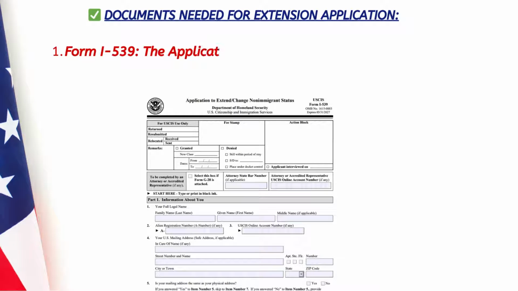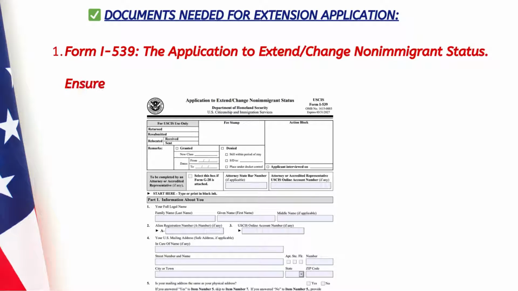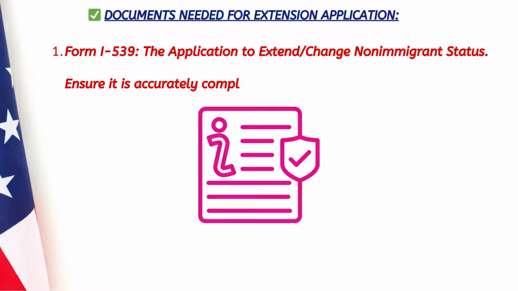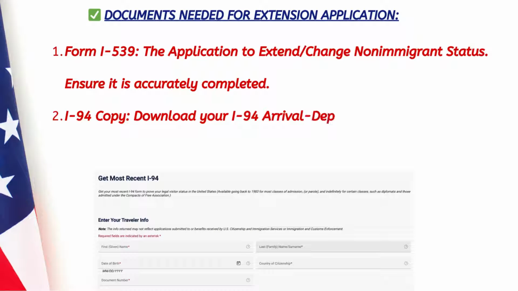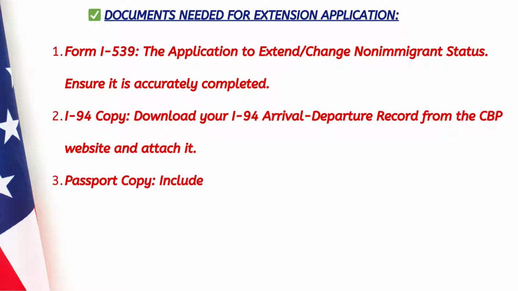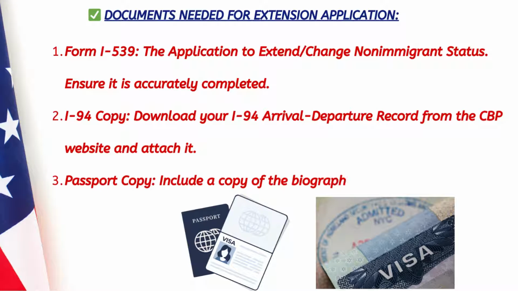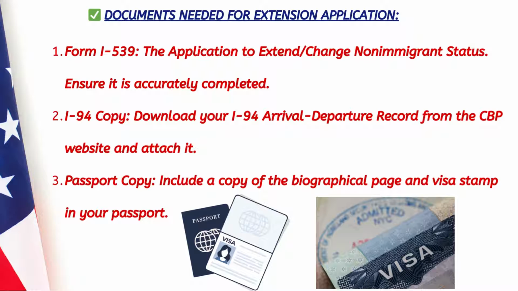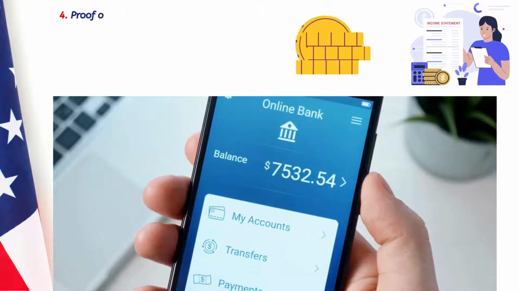Number 1, Form I-539. This is the application to extend or change non-immigrant status. Ensure that the form is accurately filled out. Number 2, I-94 copy. Download and attach a copy of your I-94 arrival departure record from the CBP website. Number 3, a copy of your passport. Provide a copy of the biographical page of your passport along with the visa stamp. Number 4, proof of financial support.